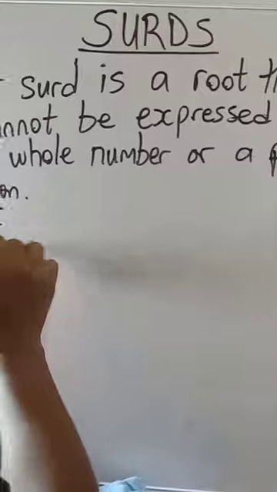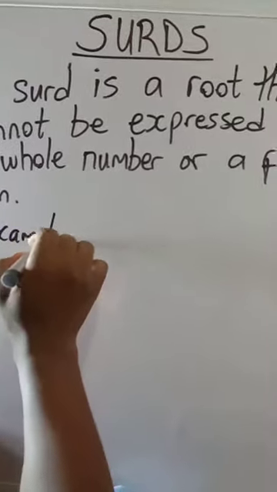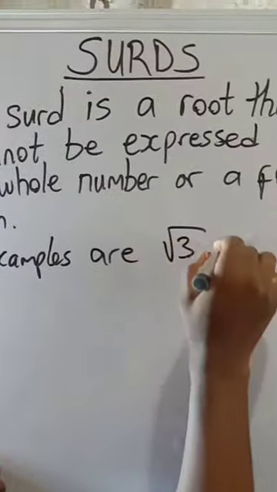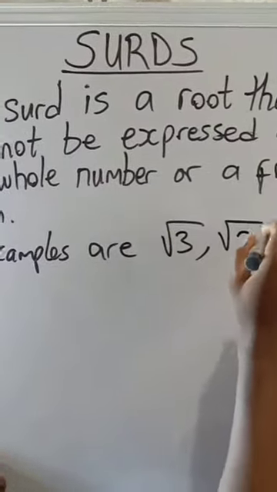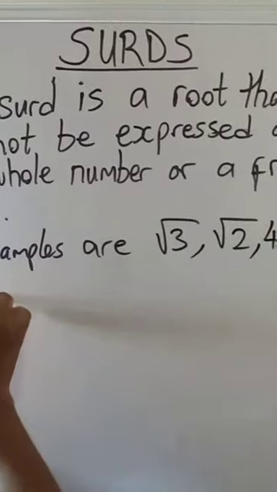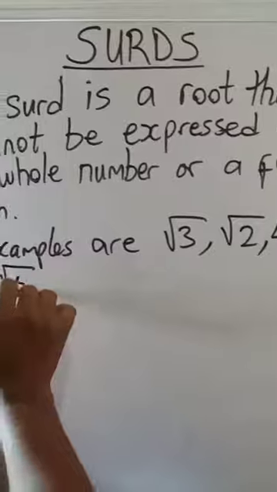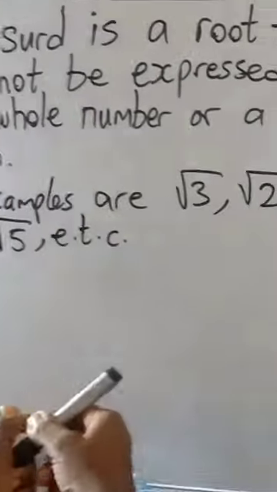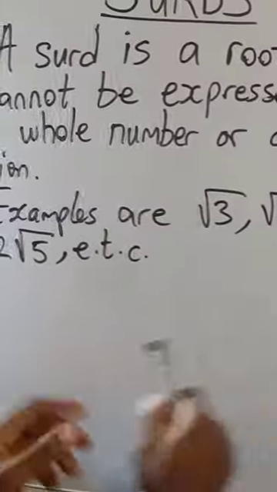We have some examples. Examples are root 3, root 2, 4 root 7, let's say 2 root 5, and so on and so forth. Now someone will wonder, why study SURDS?